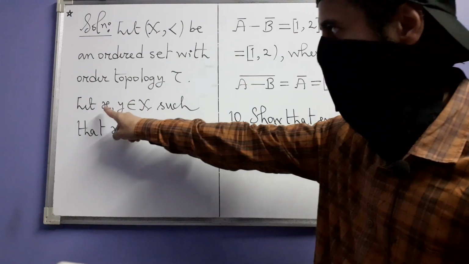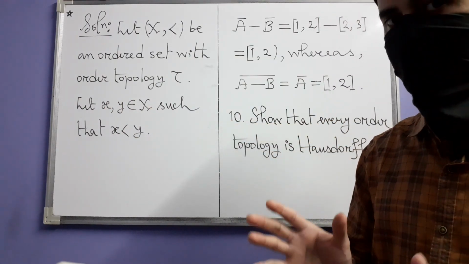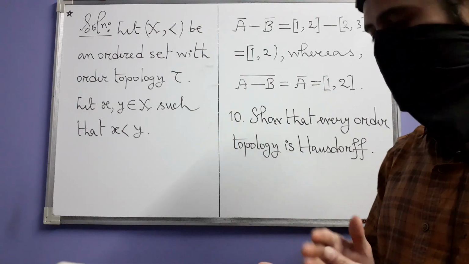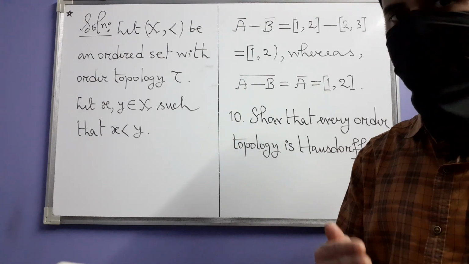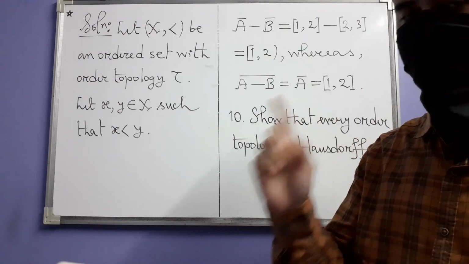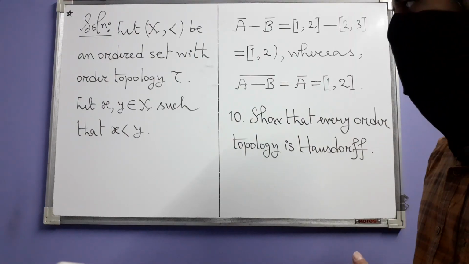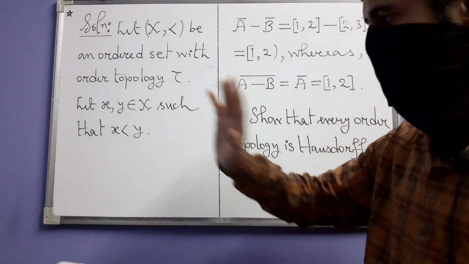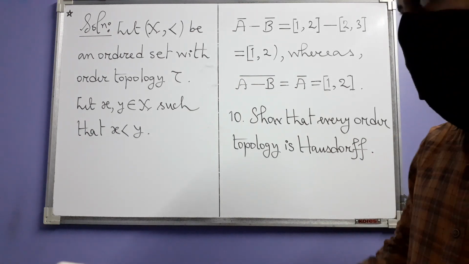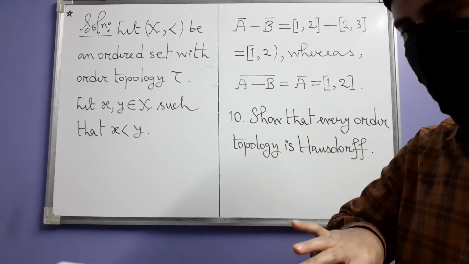So we take two points X and Y in X which are distinct. Because we are in an ordered set, what does that mean? It means that either X is less than Y or Y is less than X, by the comparability property of linear order. Okay, you recall that thing. So we assume without loss of generality that X is less than Y. Now we have to find a neighborhood of X and a neighborhood of Y which are disjoint.